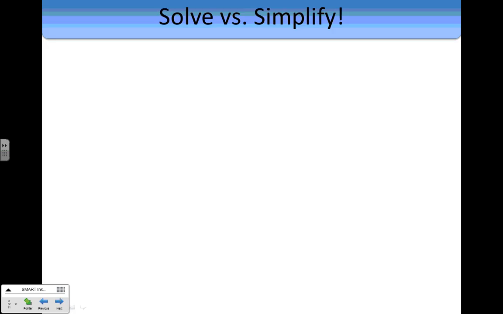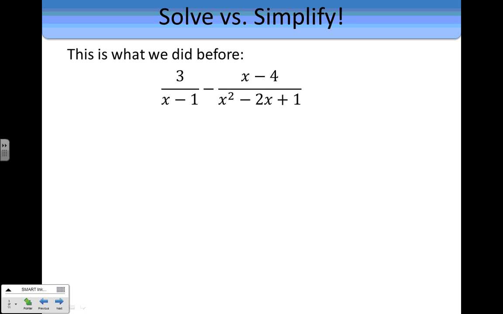All right, you don't have to write this down, but I just want you to take a look at where we've been and where we're going. So this is what we did before. We had something that maybe looked like this: 3 over x minus 1 minus x minus 4 over x squared minus 2x plus 1. Okay? In this case, we were simplifying this expression. I had to take one rational expression and subtract another rational expression and then just simplify.